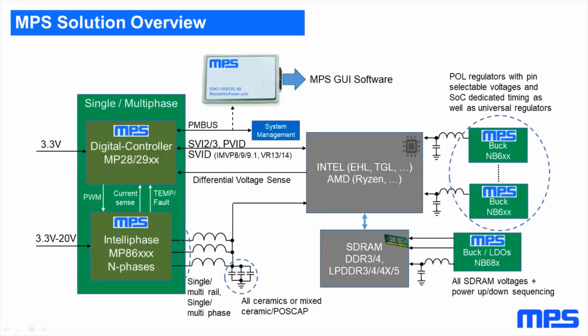Our solution to power the dynamic rails of SoCs, I mean those rails which are frequently altered during operation, consists of a digital controller and one or more IntelliFace power stages. Our controllers are powered by 3.3 volts, whereas the power stages can operate in a much wider voltage operating range. We will see the details later.